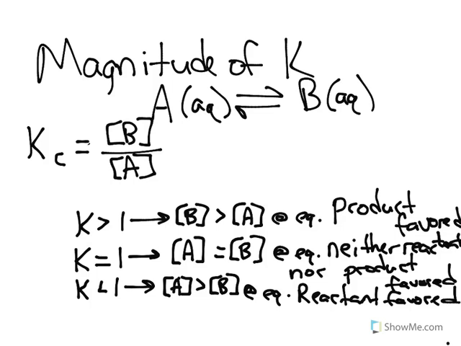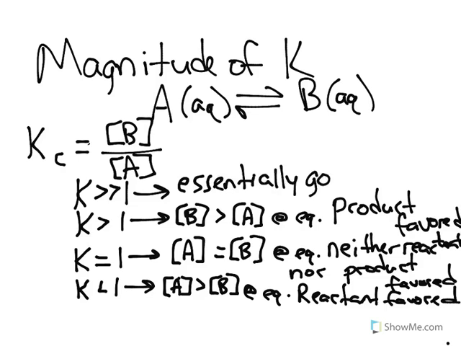Okay? So there's two more things that can happen. It's a little uncomfortable at first to think about, but we notate it with two greater than signs. What this means is that K is significantly greater than 1. You have a large value of K. There's not a fast or hard rule here. A good rule of thumb, though, is 1,000. If K is greater than 1,000, we can say that this is extremely product favored. That means that basically all of A is turning into B. This is very product favored. So another way of saying that is that this essentially goes to completion.